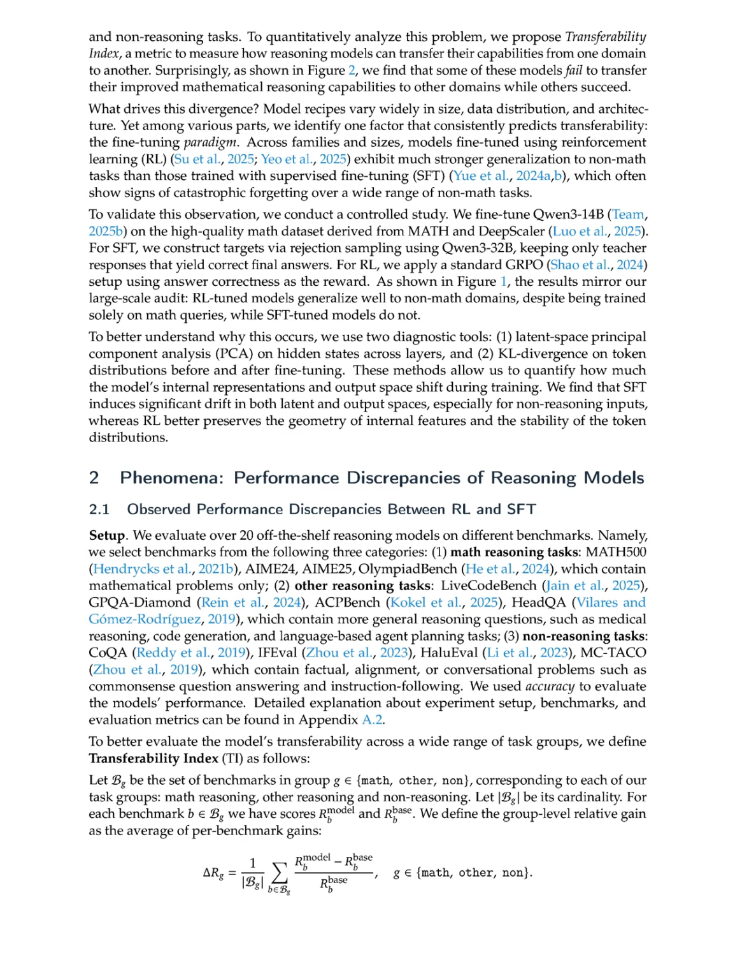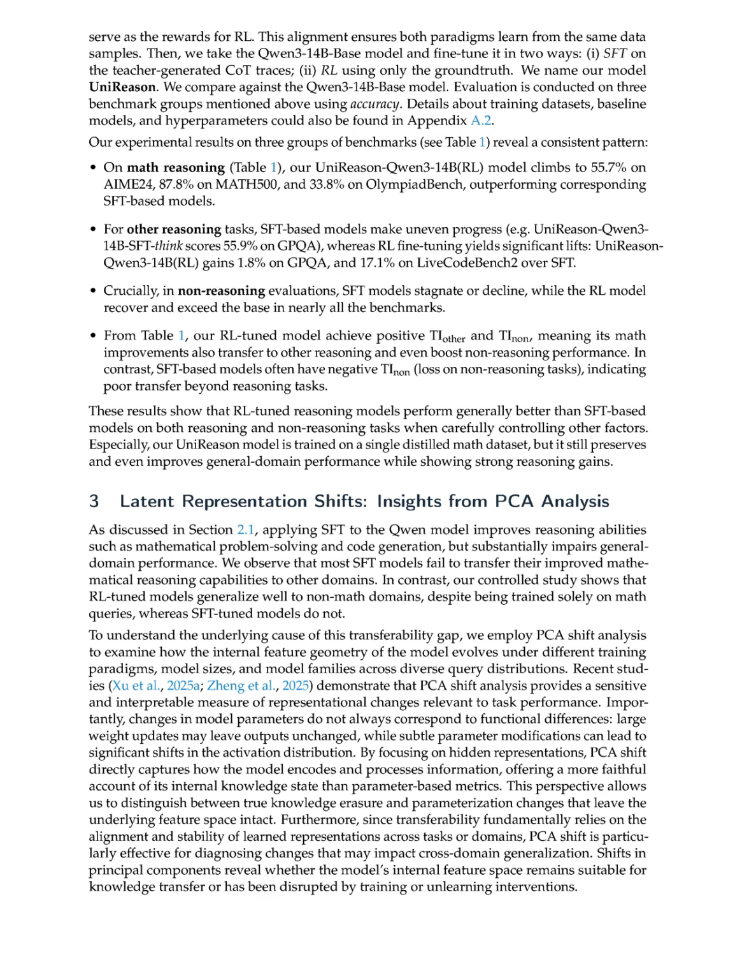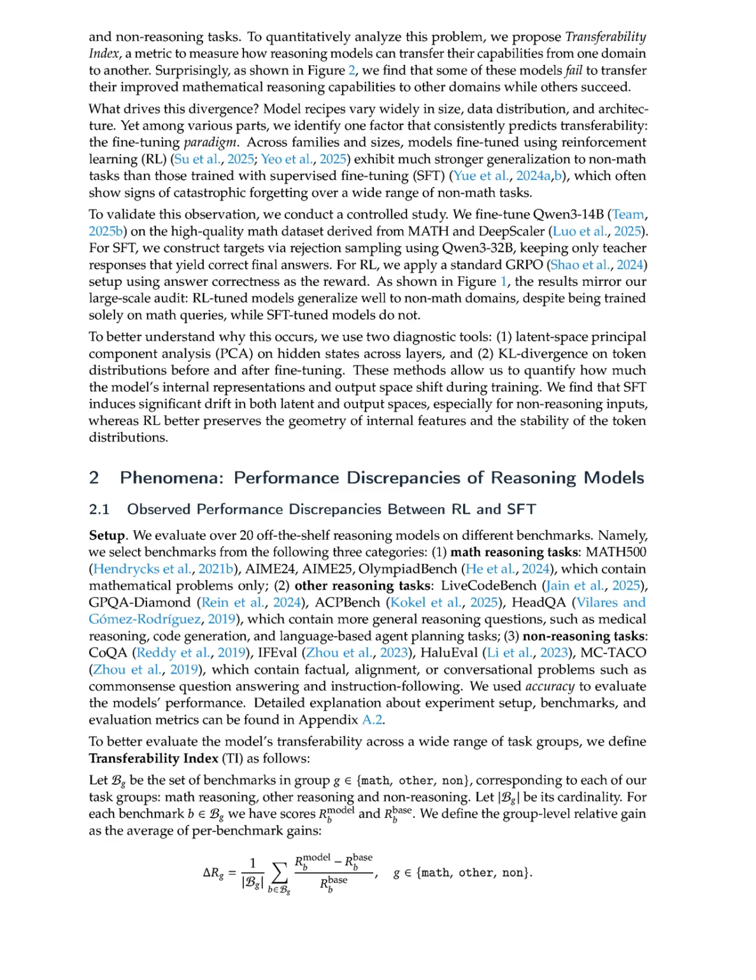Our experimental setup involved fine-tuning the Qwen3-14B model using both supervised fine-tuning, SFT, and reinforcement learning, RL, on a high-quality math dataset, allowing us to directly compare the performance of these two paradigms. We conducted a controlled study where both models were trained on the same data samples, ensuring a fair comparison. Additionally, we employed latent space principal component analysis, PCA, and KL divergence to analyze shifts in internal representations and token distributions, further supporting our findings that RL-tuned models exhibited superior transferability compared to SFT-tuned models.